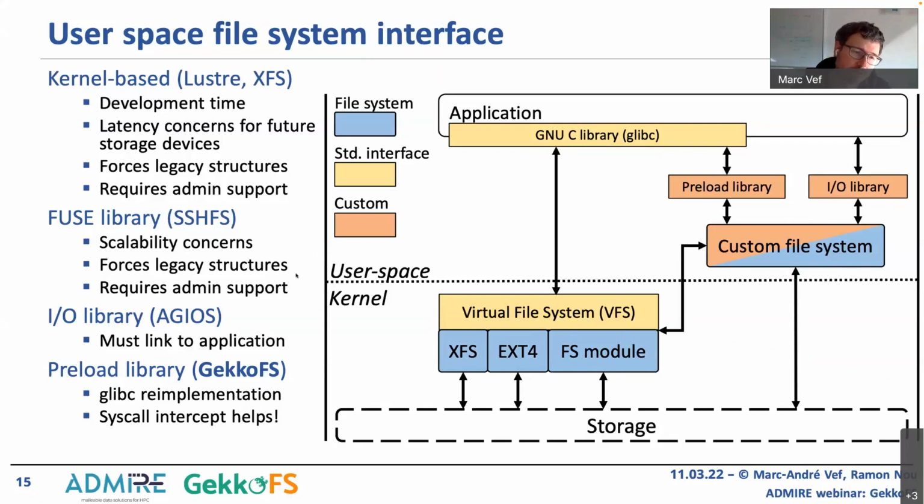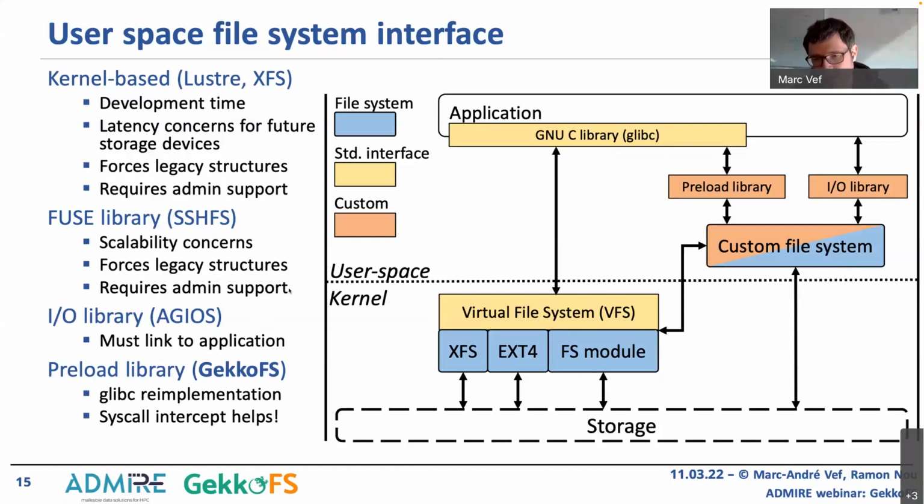Finally, the last two are to use an IO library. So the application would use different IO operations that are not POSIX. So these are specific ones, but you would need to rewrite your application, and this is often not even possible with the application. So we didn't want to use an IO library. So in the end, we settled on the only kind of solution left, which is the preload library.